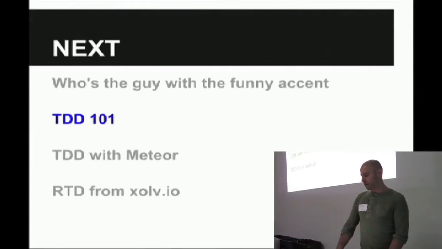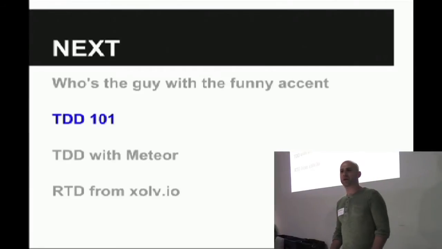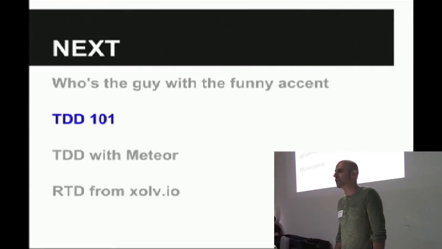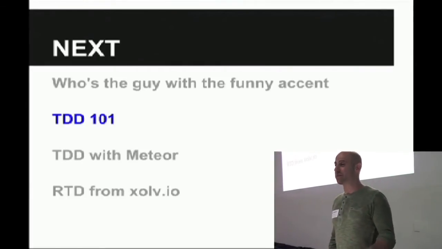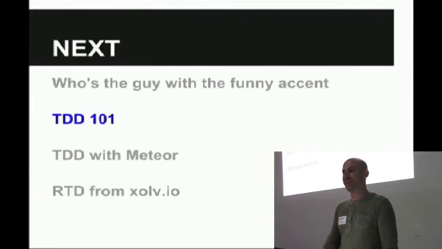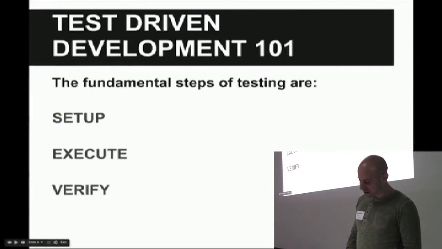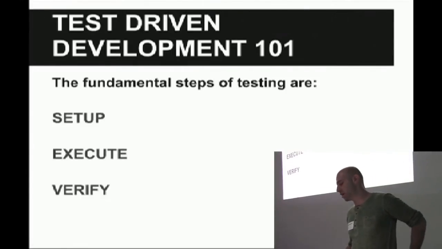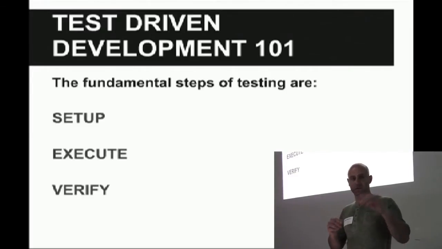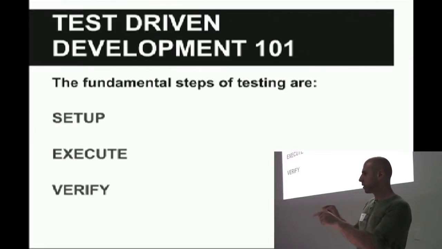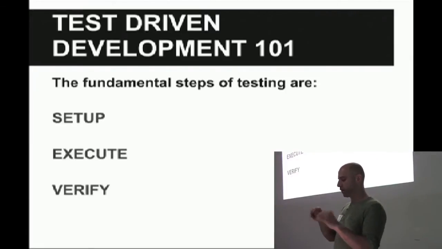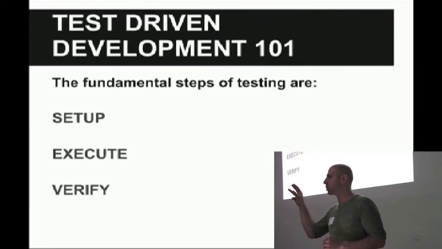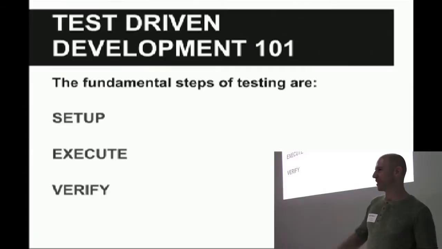So first of all, test-driven development 101. Who here has done TDD before? All right, who here has done TDD with Meteor? Wow. Who here has done acceptance test-driven development with Meteor? There you go. Right. So the fundamentals of any testing are basically that you do setup, execute, verify. So if I want to test, say, a user preferences form, my setup would be to log in and to navigate to the preferences form. Then my execute would be to say change a value, and my verify would be to see that the value changing has had an effect on the screen.